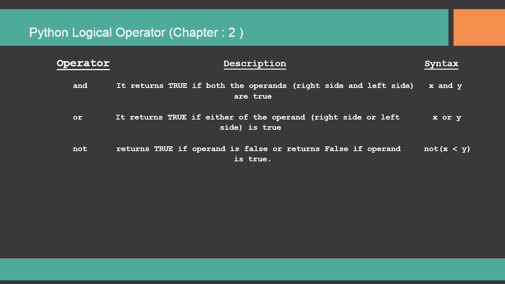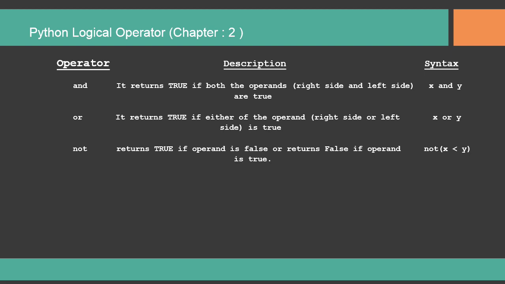And, or, not operator. The and operator returns true if both the operands, right side and left side, are true. The or operator returns true if either of the operands, right side or left side, is true. Last one, the not operator returns true if the operand is false, or returns false if the operand is true.